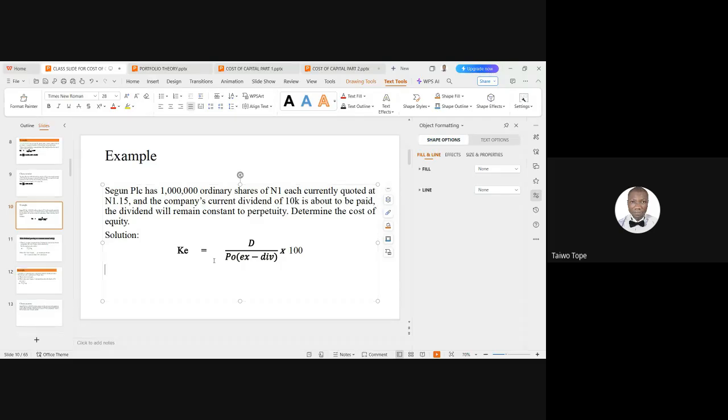Now, in this case, the market price is cum div. That is the cum div price. What is the cum div price? 1 naira 15 kobo. Now we need to deduct the dividend because we need the ex div price. Why are we deducting the dividend? Because it is yet to be paid. That is why we are deducting the dividend.